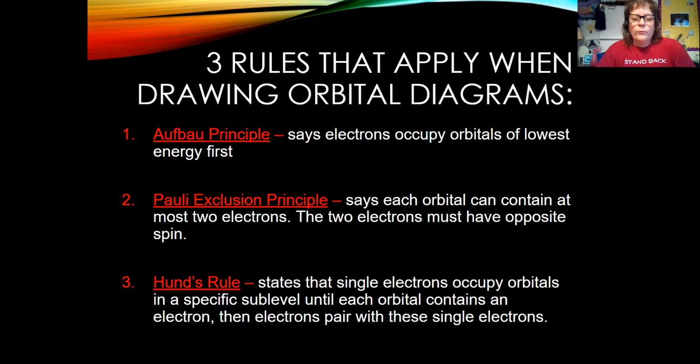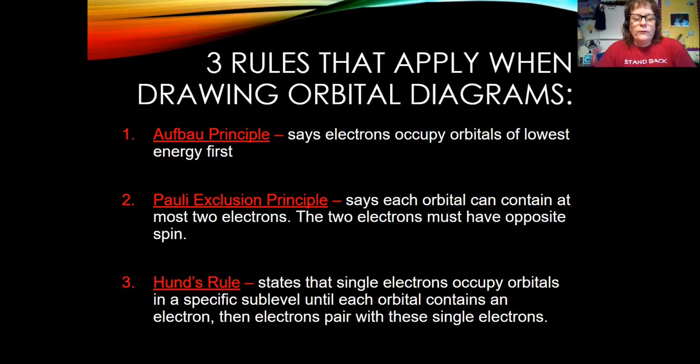All right, so there are 3 rules that apply when we're drawing these orbital diagrams related to electrons. You have Aufbau's principle. It says electrons occupy orbitals of the lowest energy level first, okay, which we said the lowest energy level is closest to the nucleus. So that means you're going to be filling the electrons into the lower energy levels first. You're not going to start out in like a p orbital or d orbital. You're going to start out in that 1s.